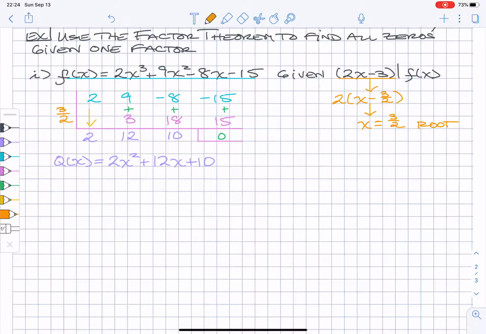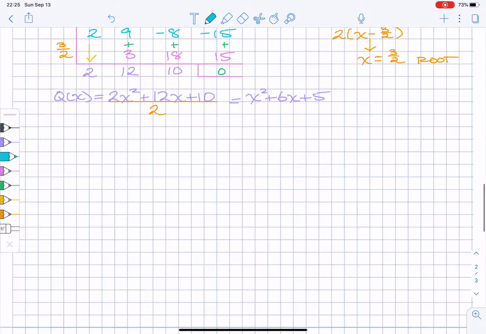This is actually not the quotient, because I have the extra 2. So remember, whenever we have that factored out, we have to divide by what we factored out. So the genuine quotient will be x squared plus 6x plus 5. So what does that mean? That means I can write my polynomial f of x as the factor that was given, 2x minus 3 times the quotient, which is x squared plus 6x plus 5.